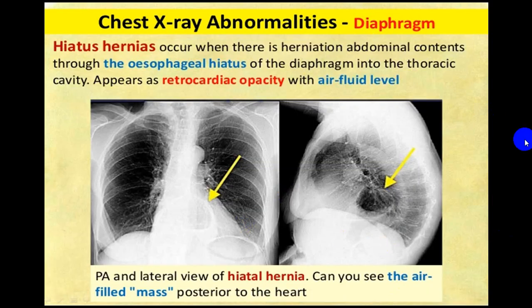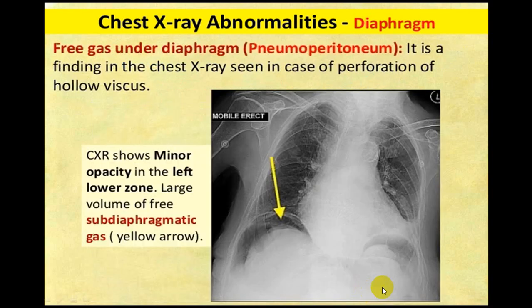Again you can see that in this mediastinal cardiac shadow, you see some other shadow, and there is a horizontal fluid level. So whenever you see such things, always suspect hiatus hernia. Hiatus hernia, so that is a classical thing. And if you take a lateral picture, you will see the hiatus hernia behind the heart shadow. That is an air-filled mass, and that is because of hiatus hernia.